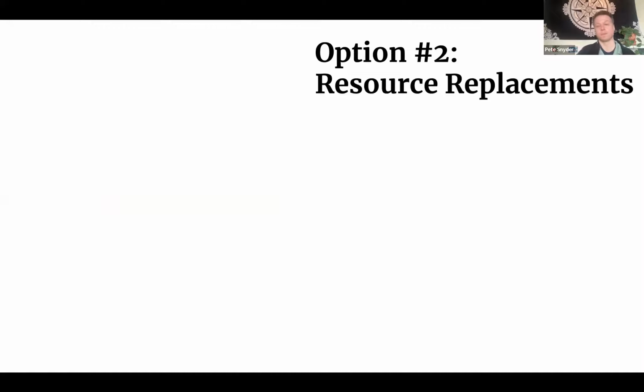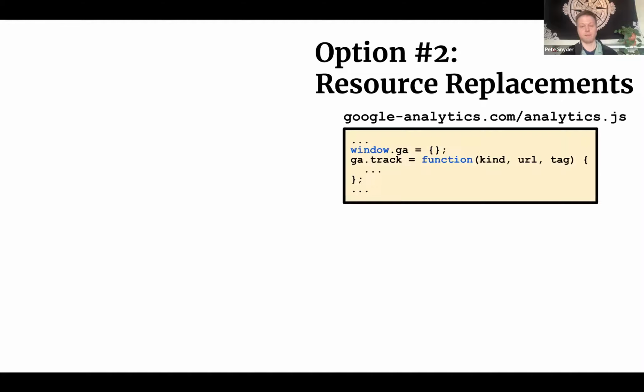So what else can we do? Another option instead of exception rules is to do something called resource replacements. And resource replacements work by, instead of blocking the request or allowing the request, giving filter list authors a third option, which is to say, instead of blocking the request or allowing it, let's instead replace it with an alternate implementation.